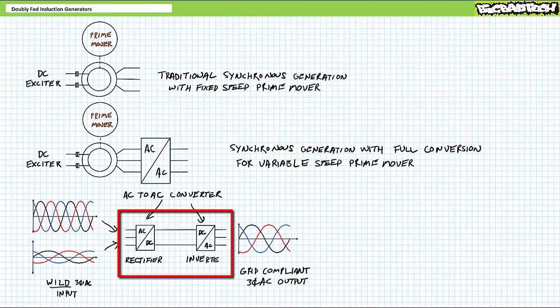A synchronous generator with full conversion can work for variable speed resources, but as you might guess, it's expensive and complicated. Principally because the power electronics device central to full conversion must be sized to accommodate the full output of the generator. Meaning if any little part in this larger system doesn't work, the whole thing doesn't work. I'm not saying synchronous generation with full conversion doesn't work, but I am saying there are some complications. Ask me how I know.